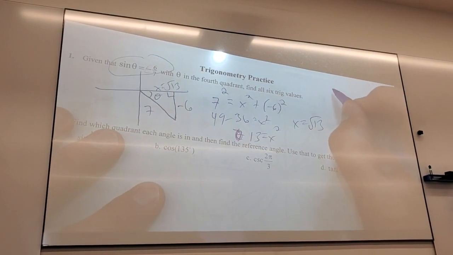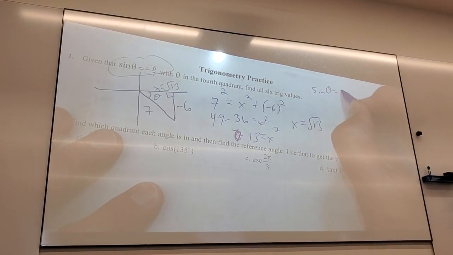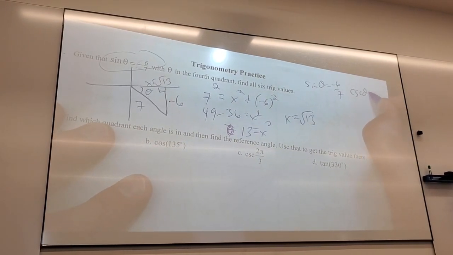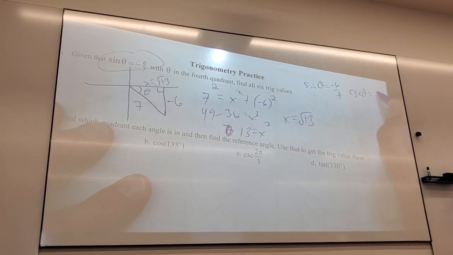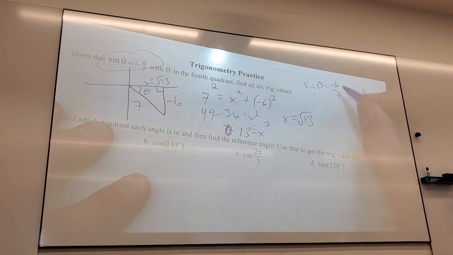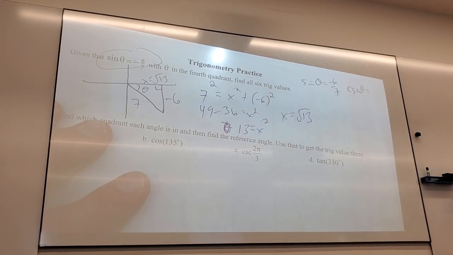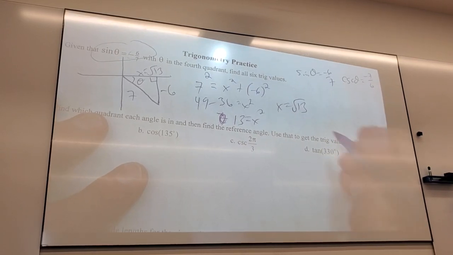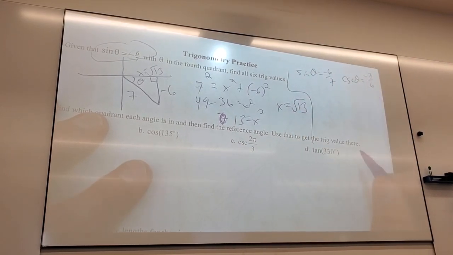Sine theta, I know. Even before I drew anything, what's cosecant theta? 1 over minus 6 over 7. So you just take sine and you flip it. 7 over minus 6. Doesn't matter where the negative is, we normally put it up top.